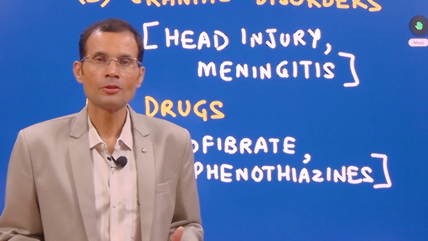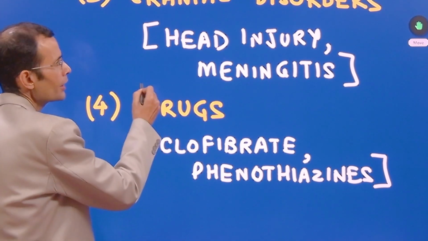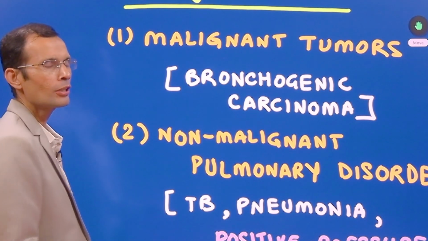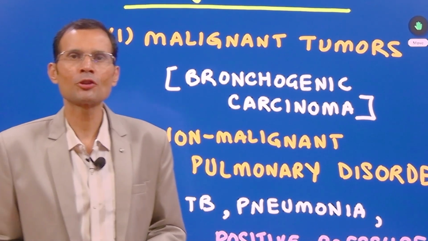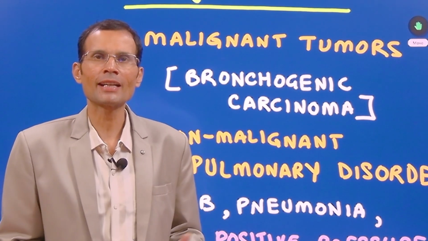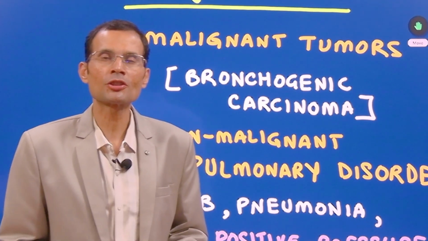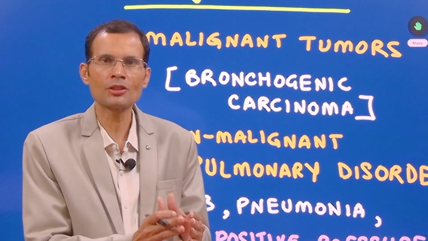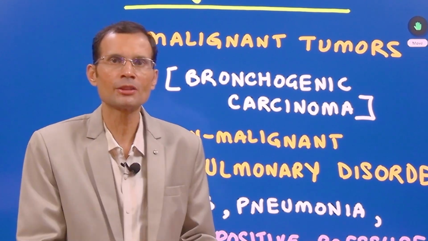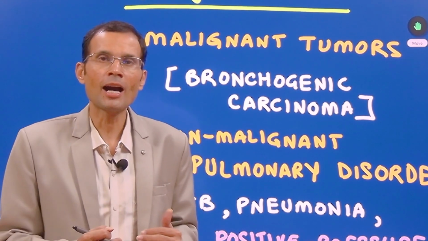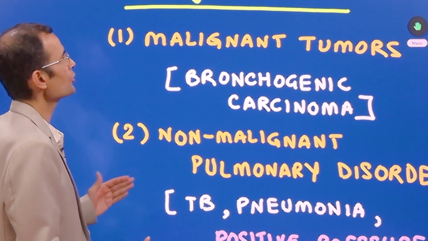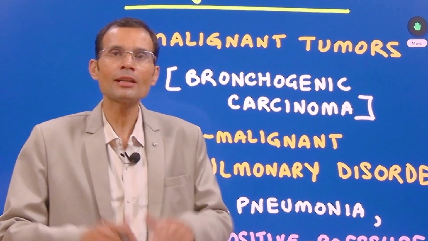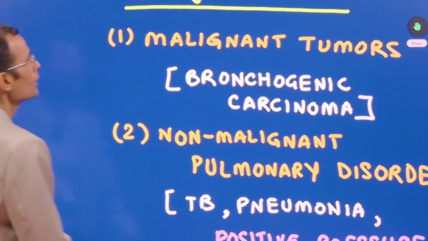Why does it happen? What are the conditions in which this inappropriate or excess ADH secretion occurs? Generally in physiology, we talk about certain conditions like stressful situations, or conditions like surgery. These are the situations when ADH is secreted excessively. But apart from that, there are four important pathological conditions or four major causes of inappropriately high ADH secretion.